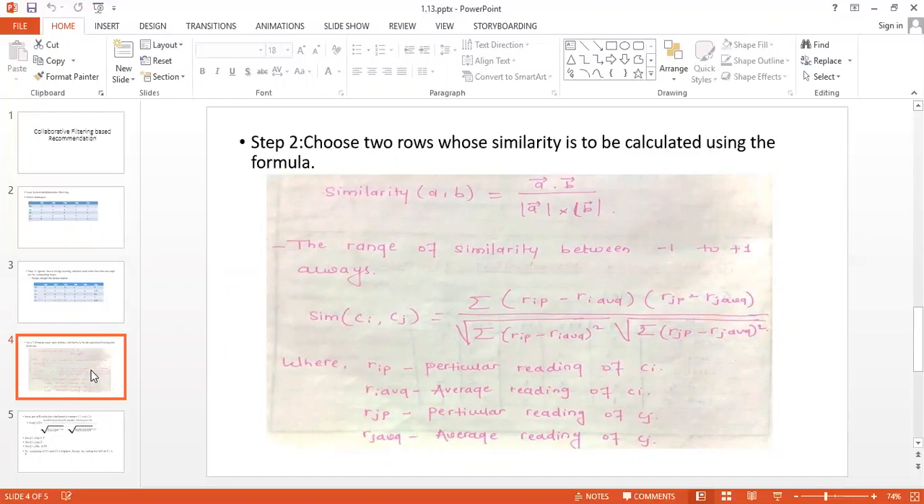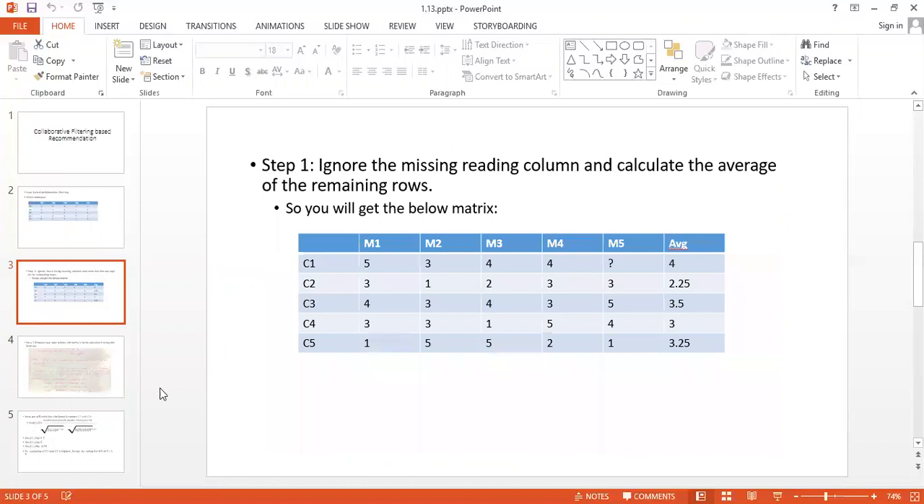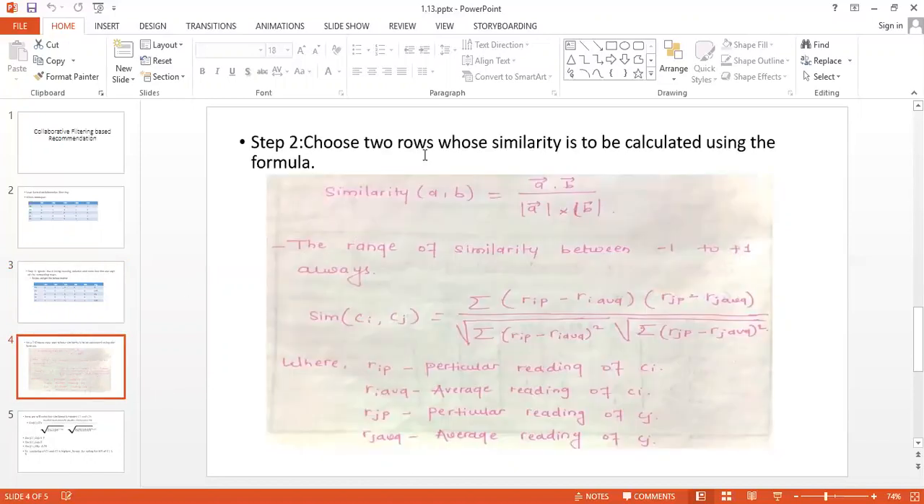So how do we calculate the similarity? We have the formula. Similarity of A, B, where we are considering A and B as rows. Now here in our example, we can consider C1 and C2. Then choose two rows. Now we will see what the formula is. Suppose A and B are the rows we have. Then A bar into B bar divided by, A bar into B bar means we have to take the product of it.